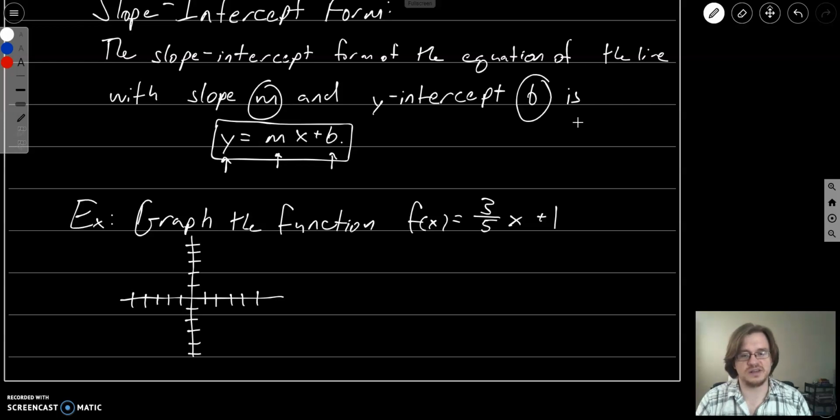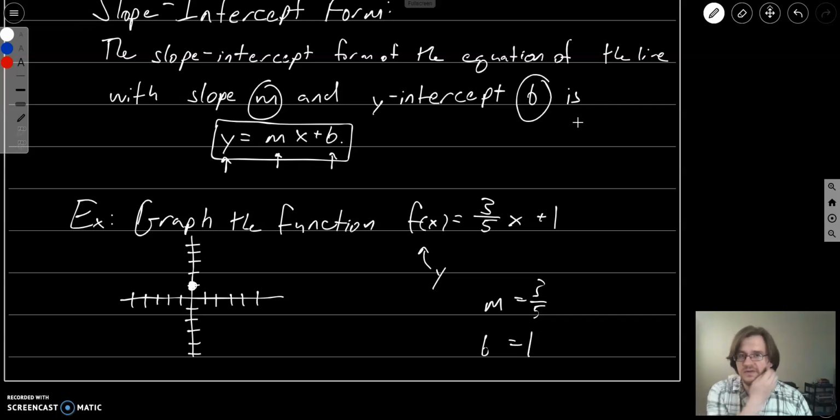So let's graph this function. Our function is going to be 3/5 x plus 1. So remember that when we graph a function, we're going to treat this f of x as the height y along here. So we do have our function in slope-intercept form. So our slope is going to be m, which is 3/5, and our y-intercept is going to be 1. So what does it mean to have a y-intercept of 1? Well, our line is going to pass through the point (0, 1). It's going to hit the y-axis at this point.